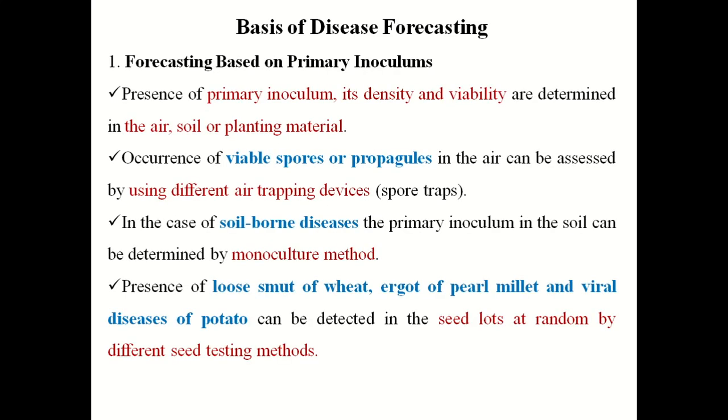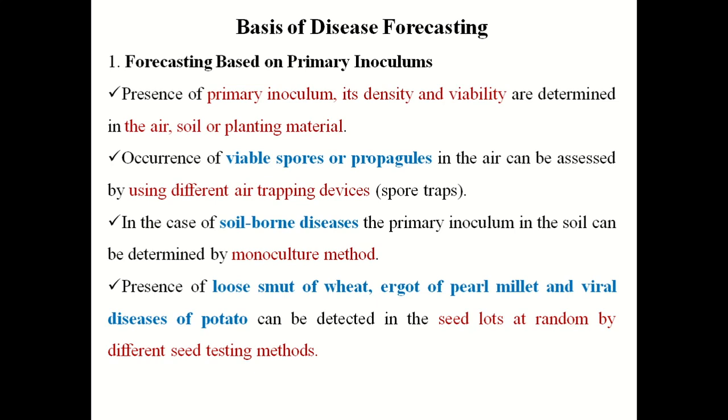Now, the basis of disease forecasting. Generally, forecasting of the disease is done on the basis of several parameters. Among them, certain parameters are discussed here. First, forecasting based on the primary inoculum, from where the disease is started. The presence of primary inoculum, its density, that means amount, and viability are determined in the air, soil and planting material. And on the basis of this, forecasting for the particular disease is done.